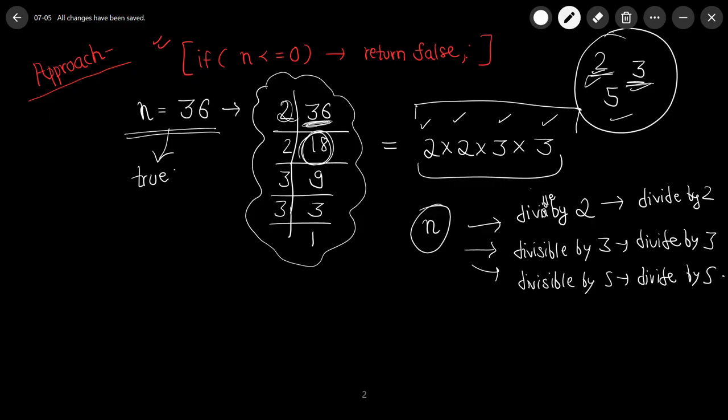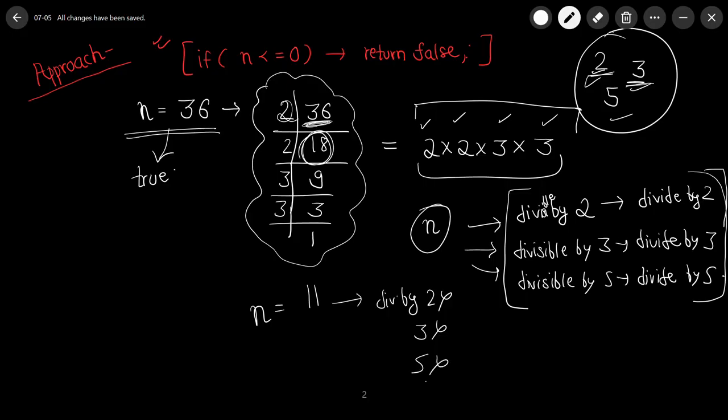And suppose a case arises when it's not divisible by any of them. Suppose n is something like 11. It's not divisible by 2, nor 3, nor 5. So it's not divisible by any of them. If such a case arises, we would return false, because none of these were able to divide n. That's why we return false directly.